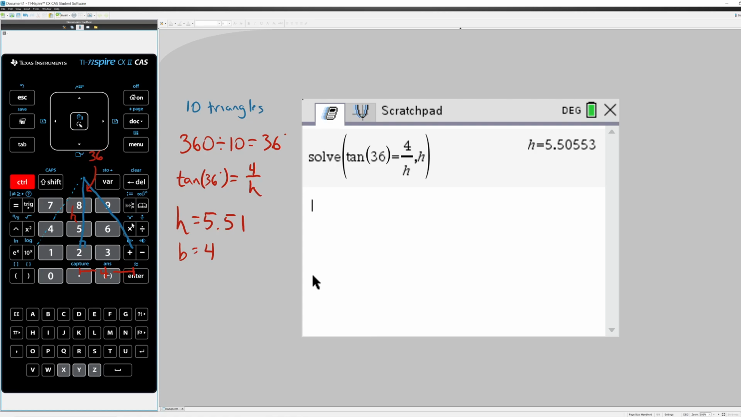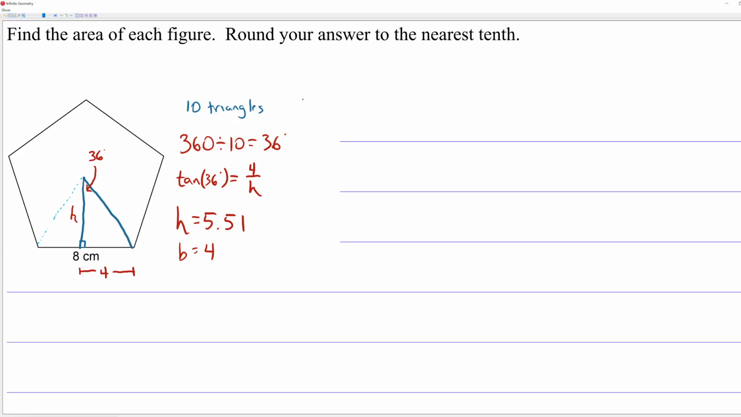So the area of the triangle is base times height divided by 2. I could press enter now and find the area of that triangle, but I'm going to go ahead and multiply by 10 because I want the area of the pentagon, and it's 10 of those triangles to fill up the pentagon. So let's see, base times height divided by 2, multiply by 10. There we go, the area of the pentagon is 110.2. So that's the answer to our question. 110.2, I should really write my units, square centimeters, and that's how you do it.